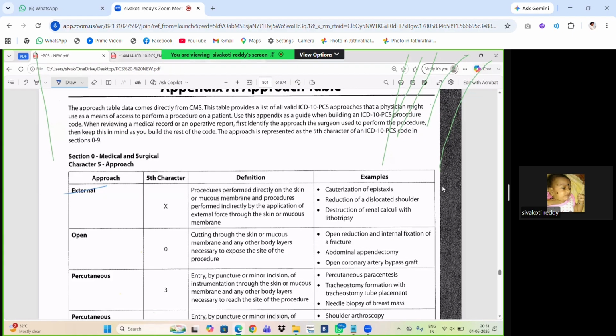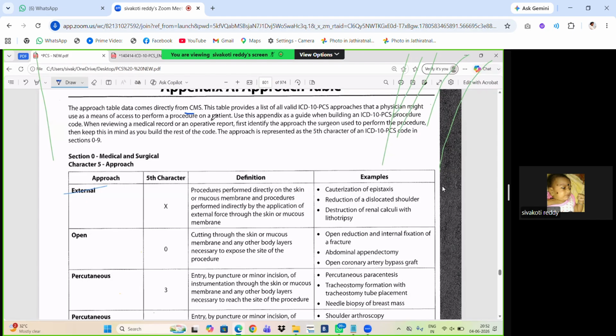See, the approach table data comes directly from the Center for Medicare and Medicaid Services, CMS. So whatever guidelines they have given here, we need to follow. We should not argue with this or ask why they took that guideline like that. Whatever they mentioned, that should be the guideline.